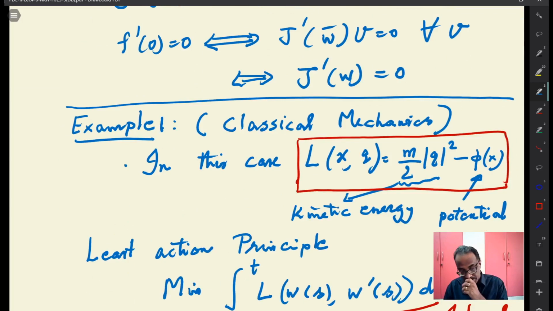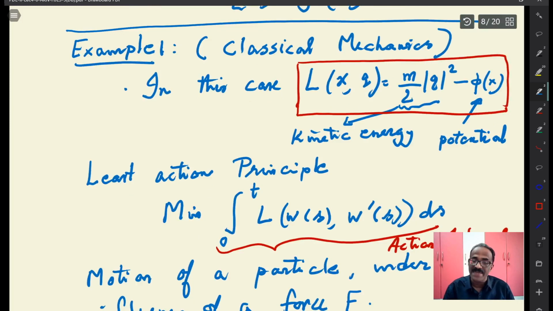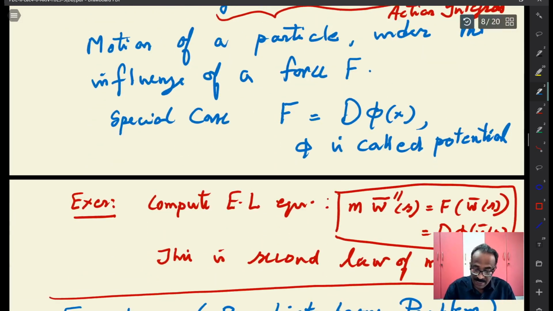One example is the familiar classic problem from classical mechanics, where L of X, Q follows the least action principle minimization, and L is nothing but the difference of kinetic and potential energy, which is nothing but the motion of a particle under the influence of a force. What we discussed here is that the Euler-Lagrange equation is nothing but Newton's second law of motion given by W bar double prime is equal to F of W bar, that is minus d phi of W bar, where phi is the potential.